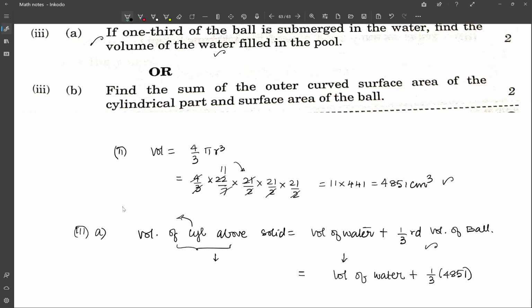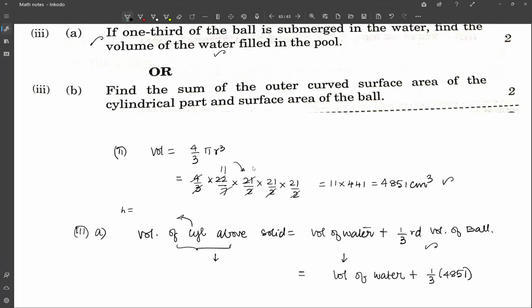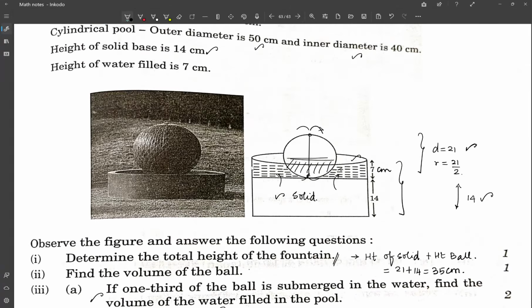This cylinder has a height of 7 centimeter, and it has a radius the same as the inner radius. Remember, this is the solid portion. So if you were to calculate the volume of the solid portion, you would take the outer radius. But remember, inside where the water is collected, that is a hollow cylinder, not a solid cylinder. For all volume calculation purposes, you will take the inner radius, which is 20 centimeter.